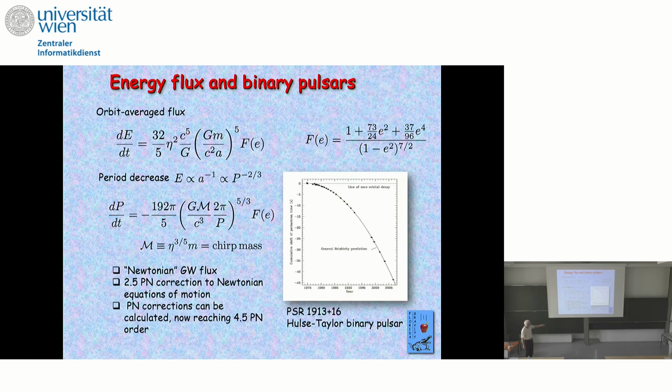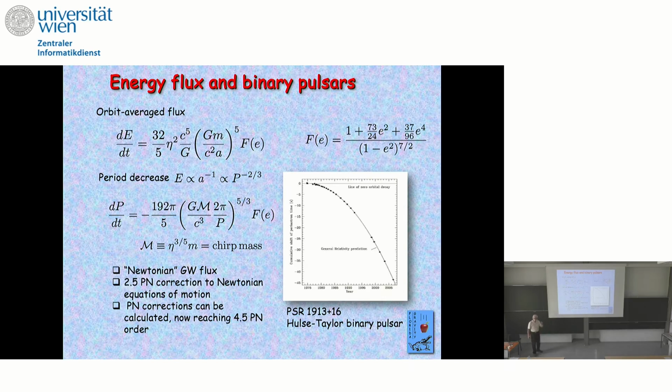Right, so I'll say a little bit about this. The counting is different if you're looking at the equations of motion. So this is 0 PN in the flux, in the waveform, but in Newtonian theory, of course, Newtonian theory is zero, and this occurs in a post-Newtonian expansion in the near zone at 2.5 PN order. So I'll say a little bit about this in a few minutes.